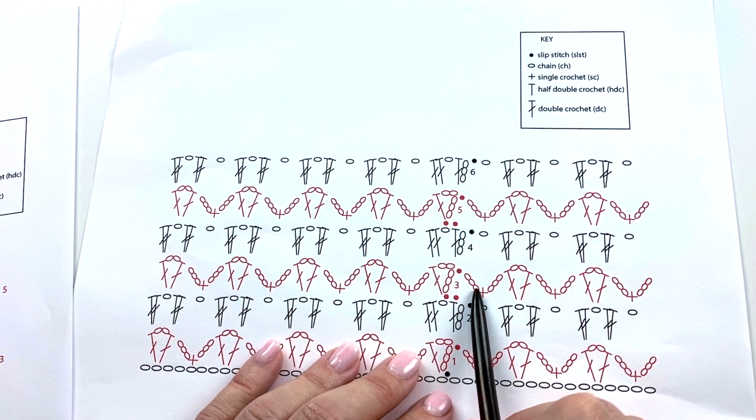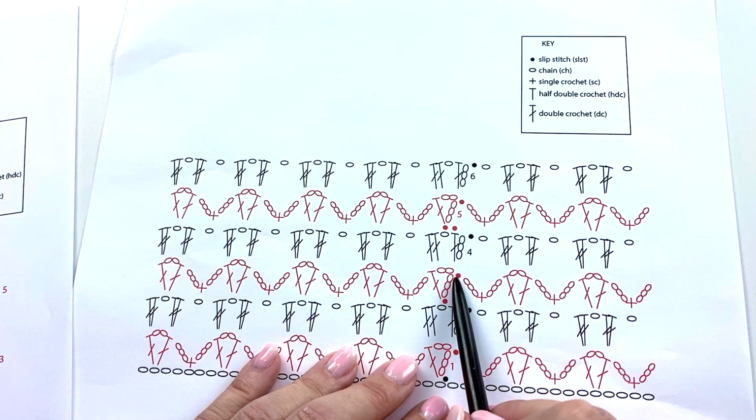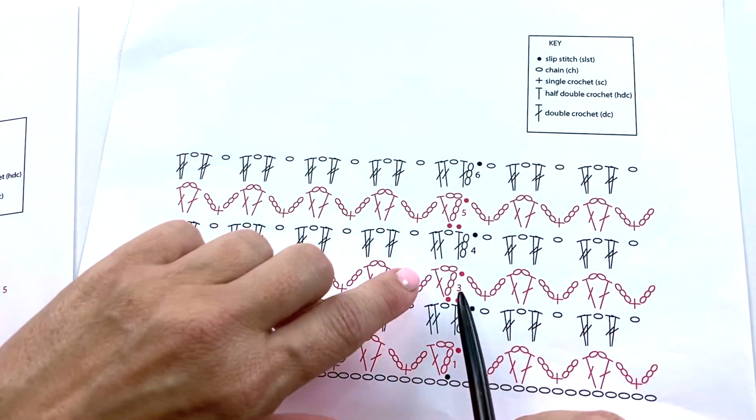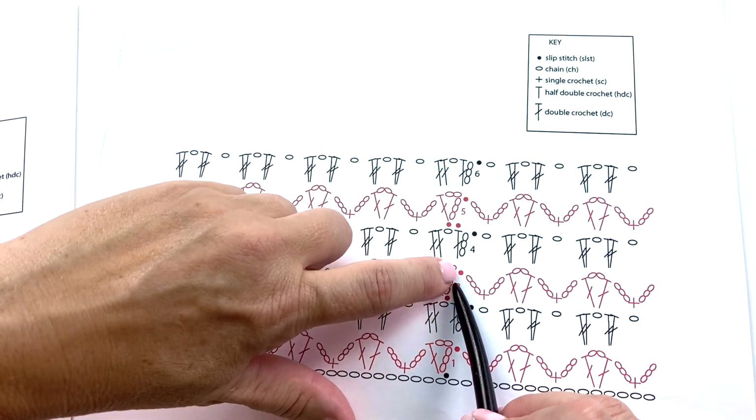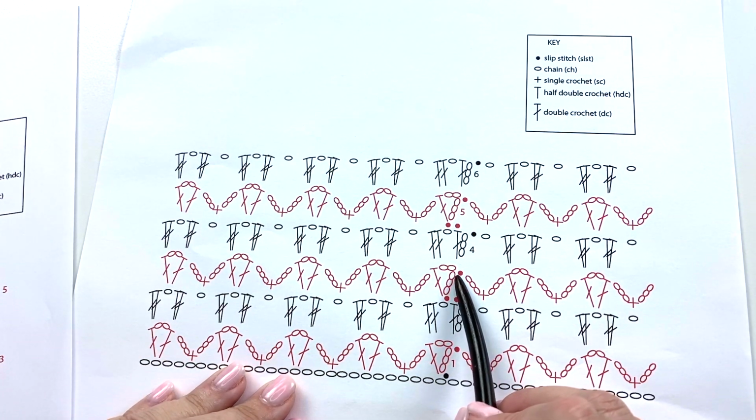The difference in this one being that when we're joining at the end of the round, it's chain 3, slip stitch to the top, slip stitch to the third chain of the chain 5, which counts as the double crochet portion of that chain.